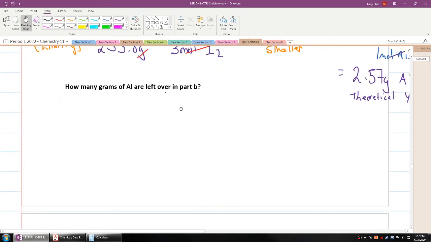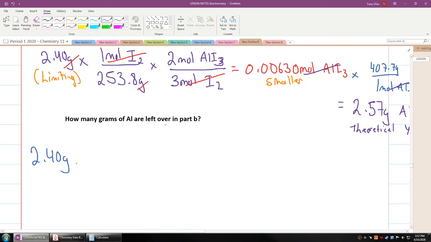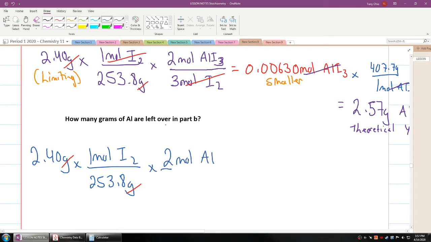So let's try that. You're going to have 2.40 grams of, in this case, iodine, times 1 mole of iodine, because you want to get to moles always, and its molar mass. So your grams will cancel out. But this time, instead of converting to moles of aluminum iodide, you just want to convert to moles of aluminum, which is still 2, based on the balance coefficient. 2 moles of aluminum over 3 moles of iodine. So that will cancel out.